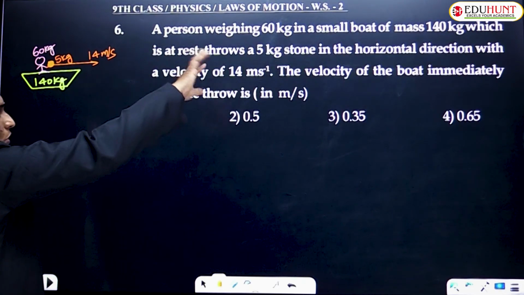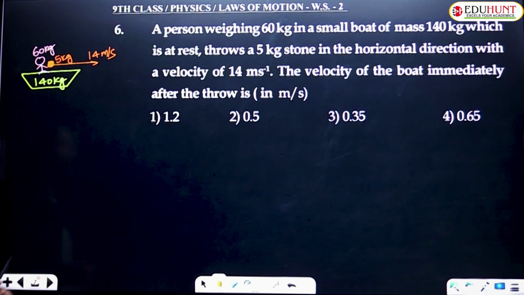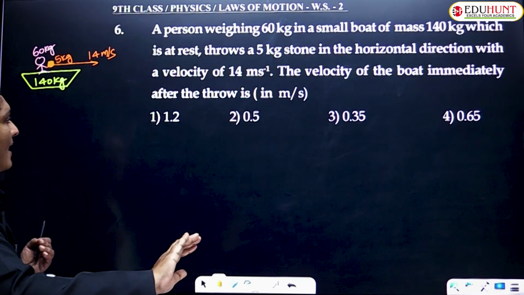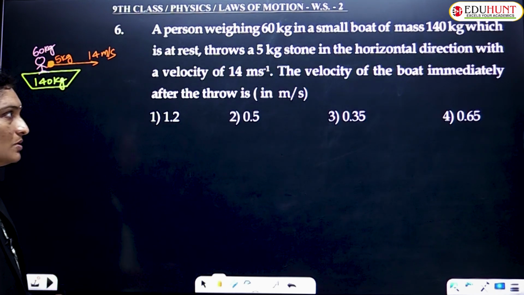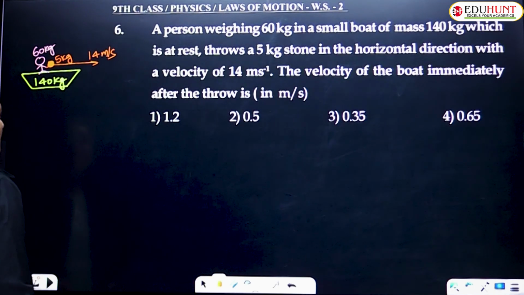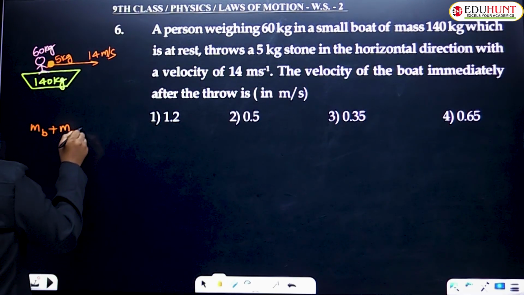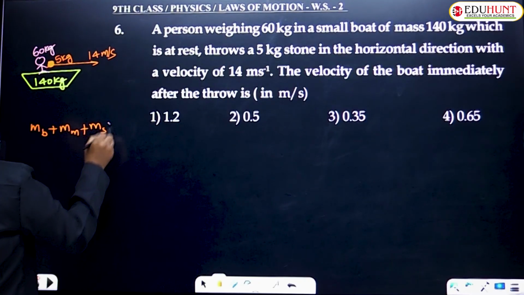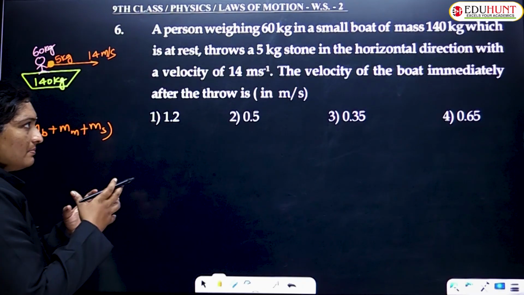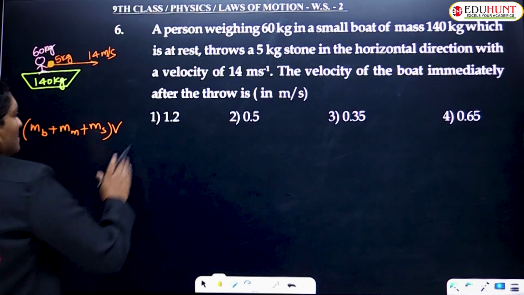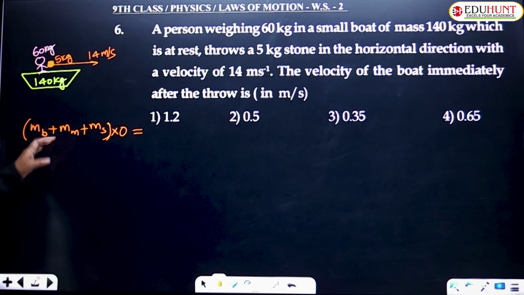Now when the stone is being thrown, the man along with the boat will move in the backward direction. As the stone moves forward, the man along with the boat will move backward. But initially all the three are at rest. So this part is clear. Suppose the mass of the boat is MB, mass of the man is MM, and mass of the stone is MS, multiplied by the initial speed. Because all together are at rest, let me write it as 0.